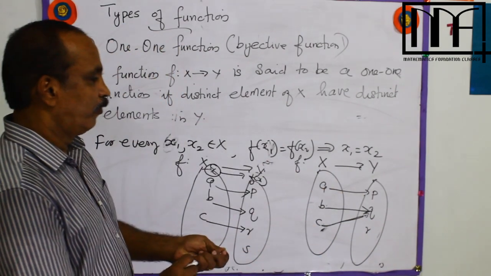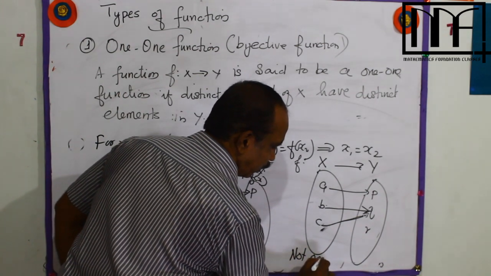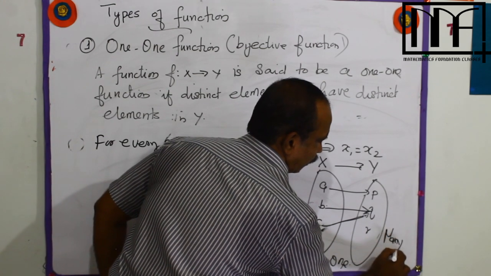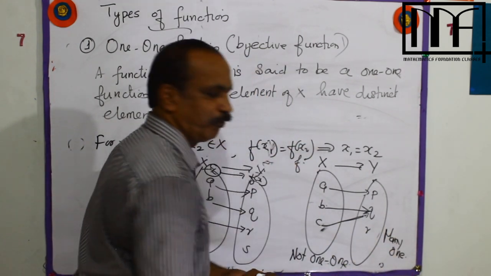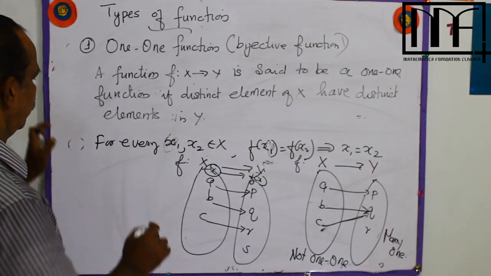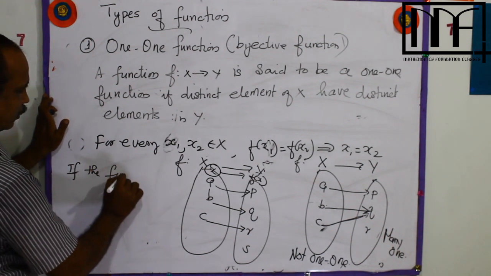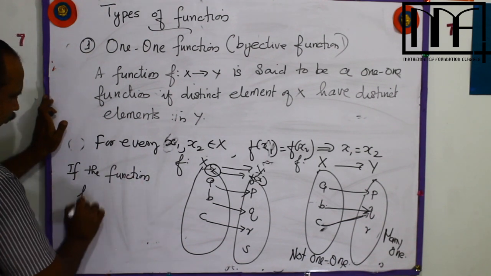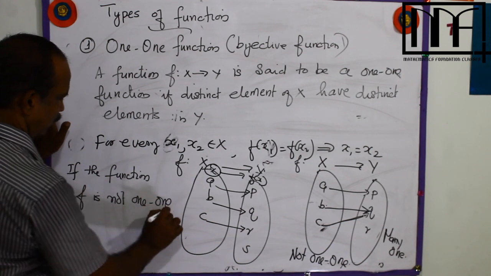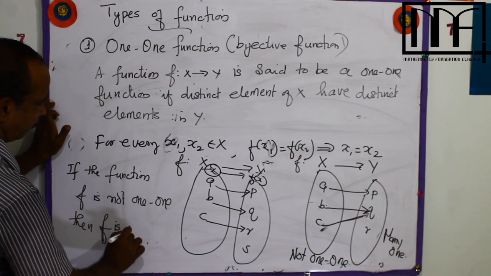So this kind of function is not one-one. And such functions are called many-one functions. If a function is not one-one, we call it a many-one function. So we write here: if the function f is not one-one, then f is many-one.